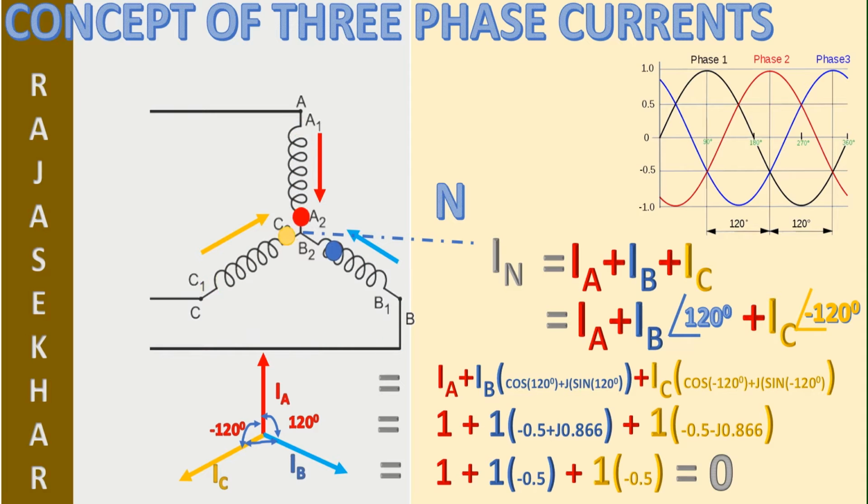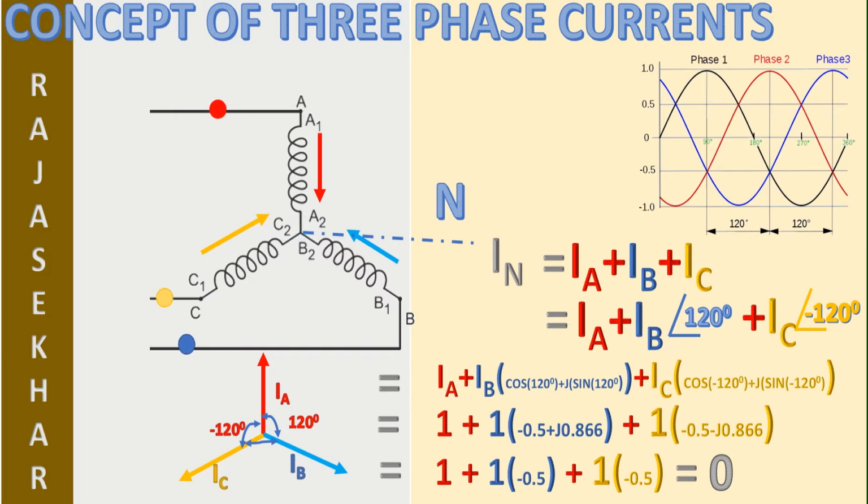Converting this polar to rectangular, IA plus IB into cos 120 plus j sin 120, and IC into cos minus 120 plus j sin minus 120. Substituting the values of the cos and sin values, you are going to get 1 plus 1 into minus 0.5 plus j 0.866, plus 1 into minus 0.5 minus j 0.866. Here I have taken IA equal to IB equal to IC equal to 1, the maximum magnitude of each current is 1.